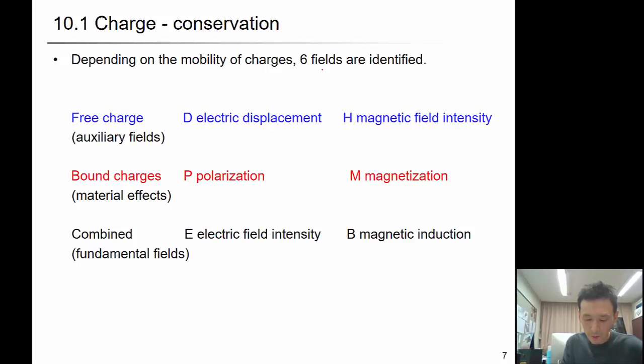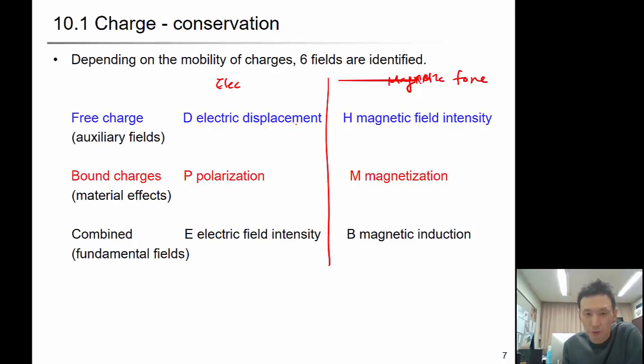We can categorize the six fields. One column is the electrical field, like electrical force, and the other is the magnetic force related one. D is electric displacement. It's about the displacement of actual charge, and P is polarization, and combined with the electrical field it is expressed. H is the magnetic field intensity, and M is the magnetization of a material, and together combined, magnetic induction is expressed.